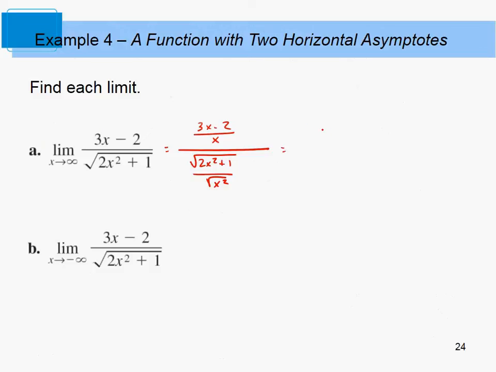Right. So if I do this, I get 3 minus 2 over x. Here, I can turn that into one big radical, right? 2x squared divided by x squared is 2 plus 1 over x squared. Now, if I plug in x approaching infinity, what do I get? 3 minus 0 over the square root of 2 plus 0. Three over root two.